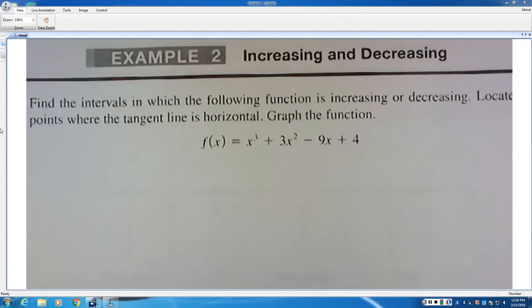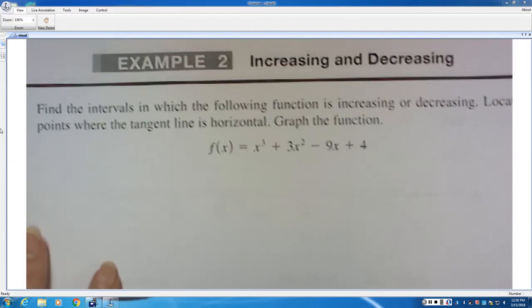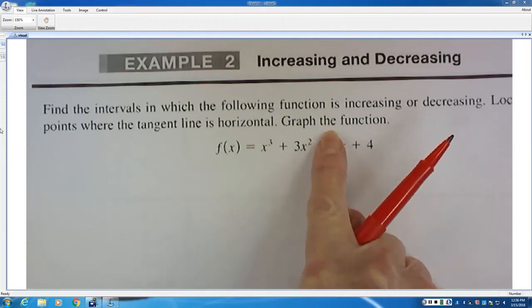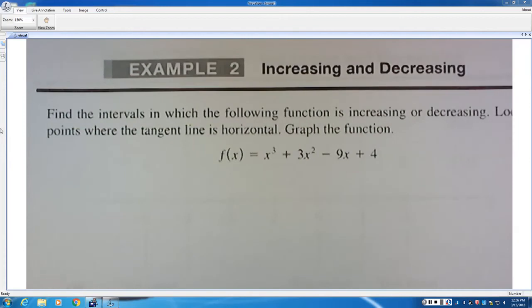So our example says, find the intervals in which the following function is increasing or decreasing. Locate the points where the tangent line is horizontal and then graph the function. Okay. Yes, I know you think, well, I could do that already. I can just put it in my calculator. Yes, you can. And this one, you could just put it in your calculator, but this is also one where we're going to use that ability to put it in your calculator to back up what we're going to learn without putting it in the calculator.